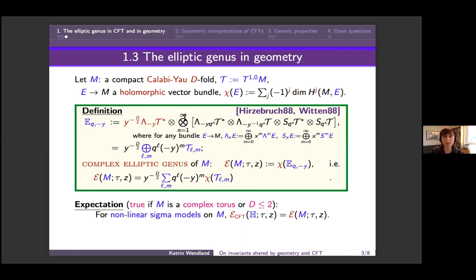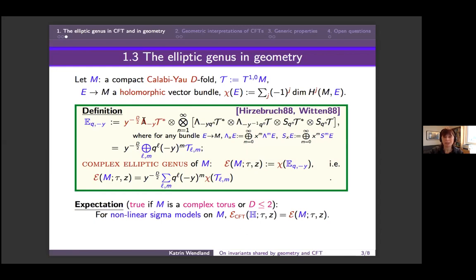It looks terribly complicated. We're taking infinite powers. We're taking, well, formal variables Y or Y times Q to the N, or this expression or that expression. It's a bit of a mess. But all I want to tell you is here's a definition of something that turns out to be a formal power series with formal variables Q and Y. And the coefficients are holomorphic vector bundles, and they're defined by this formula here.